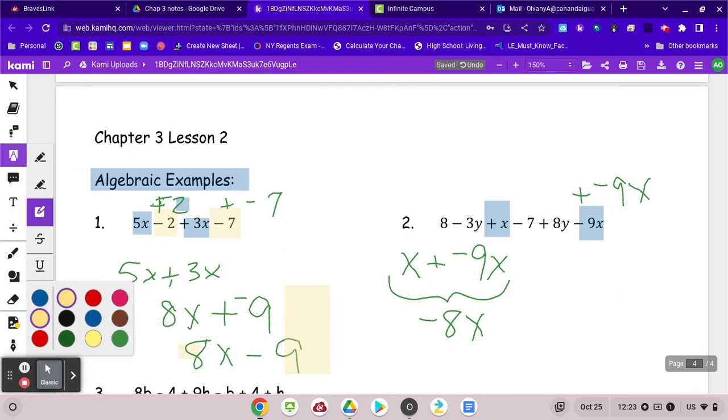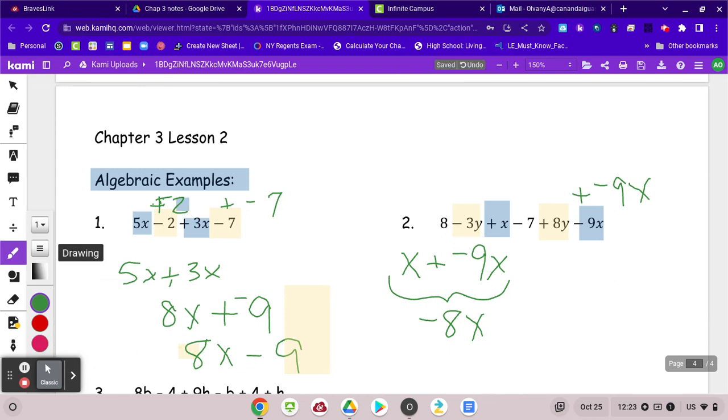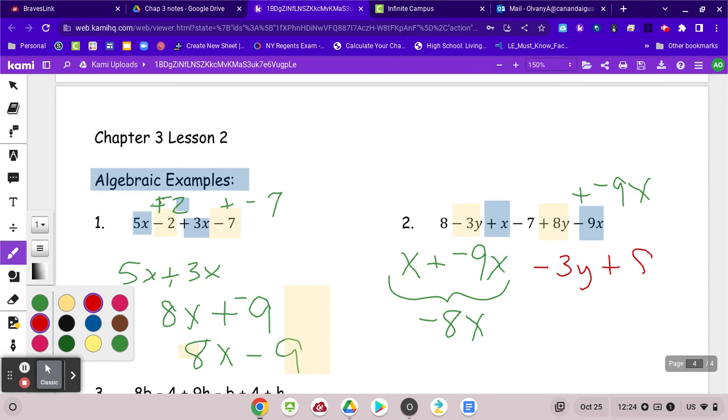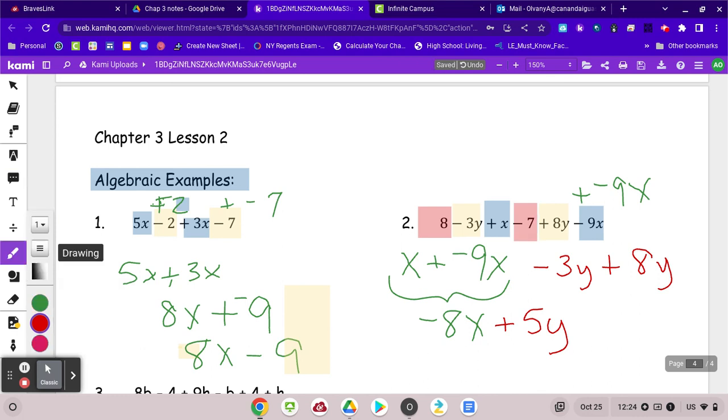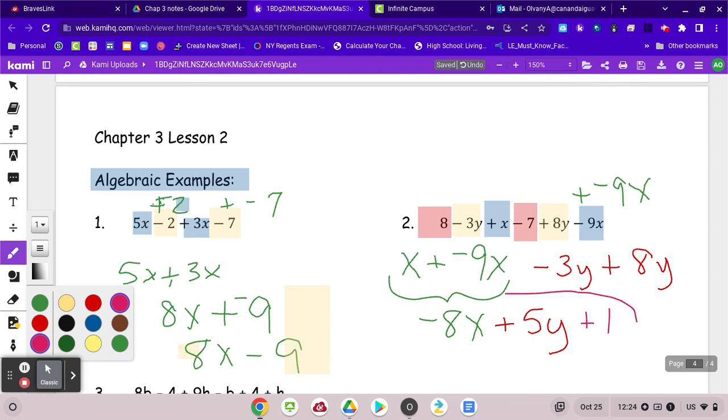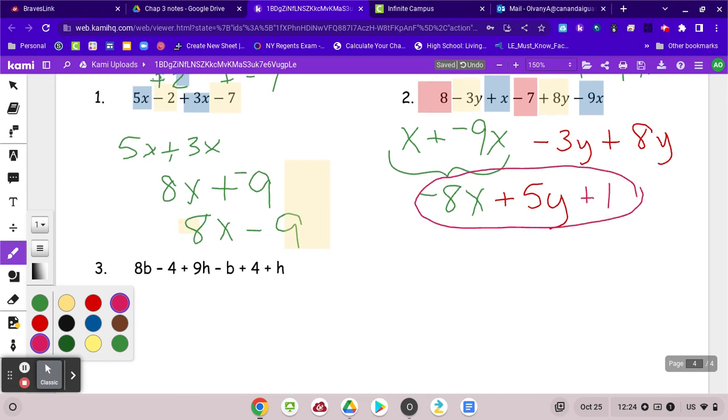Okay, now let's look at the y's. I have a negative 3y and a positive 8y. So we're going to say, all right, I have minus 3y plus 8y. If I put those together, different signs subtract, I have plus 5y. And then what's left are my constant terms. I have an 8 minus 7. 8 minus 7 is 1, so I have plus 1. This is my simplified expression because none of the terms are like terms and there aren't any parentheses.